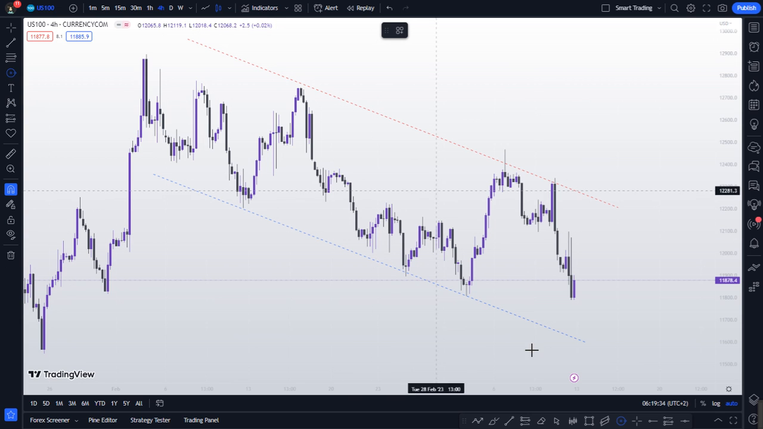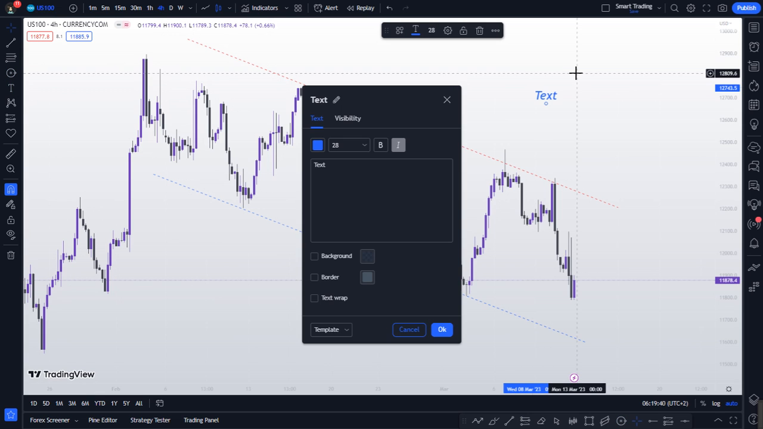Let me just put it here for you guys. First, you need to know the trend, right? Secondly, we need to know our zones. And thirdly, we need to know our candles.